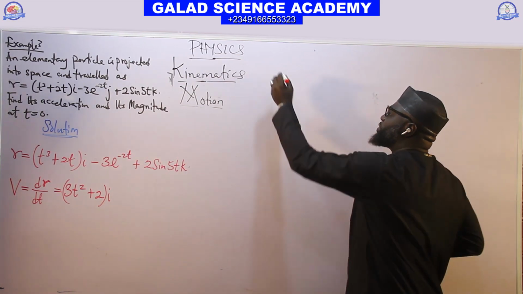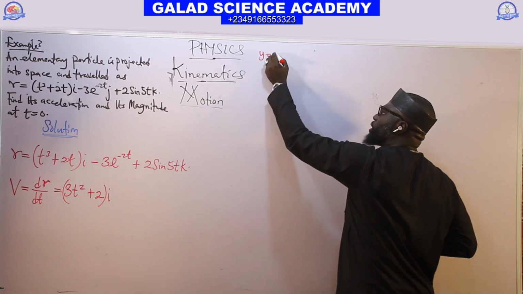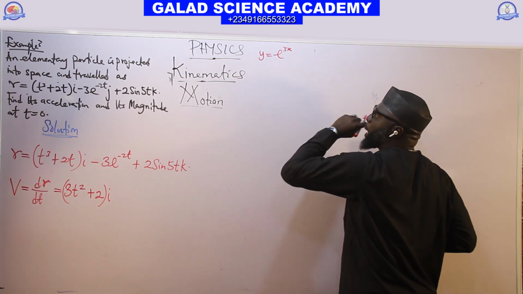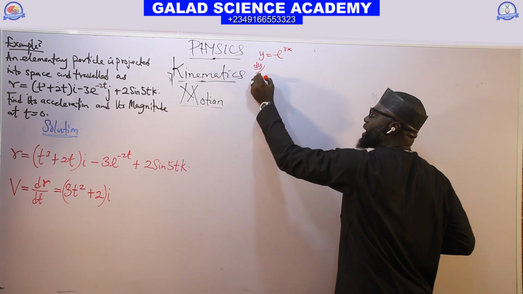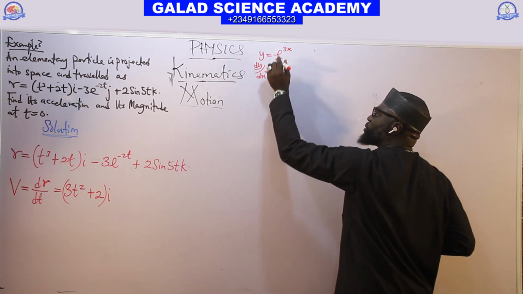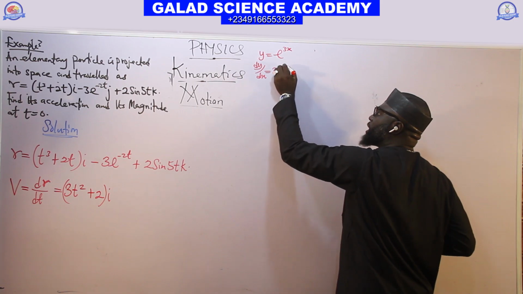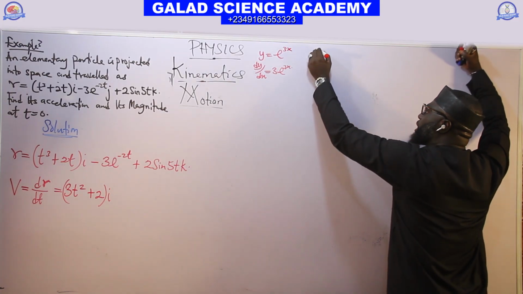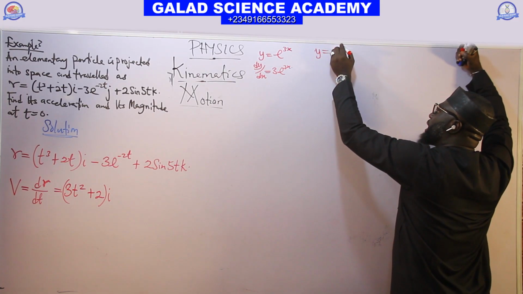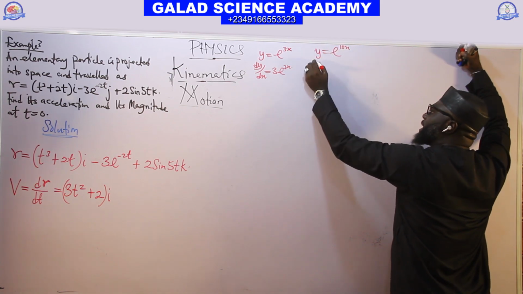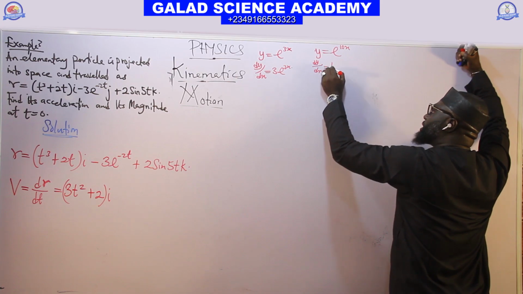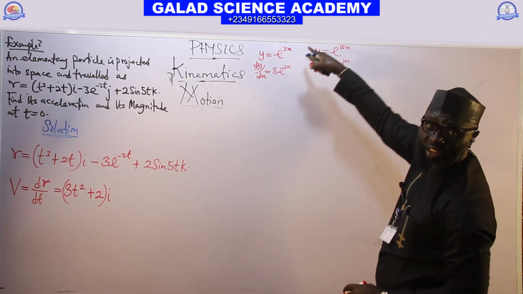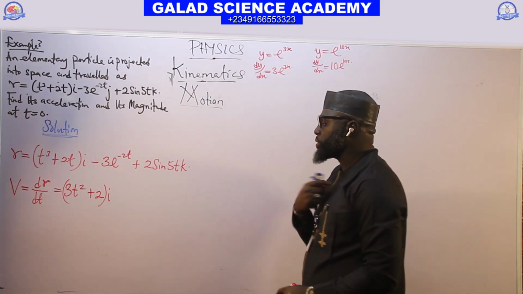Exponential function. If you have y equal to e exponential 3x, the derivative dy/dx for this function, the 3 will come to the front: 3e exponential 3x. If we are given y equal to e exponential 10x, dy/dx will be 10e exponential 10x. That's how we differentiate an exponential function.